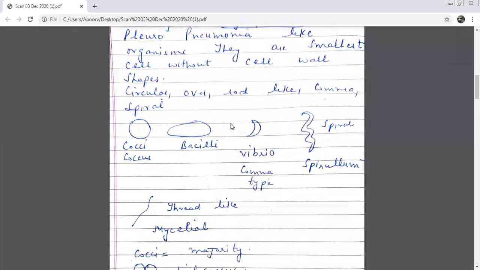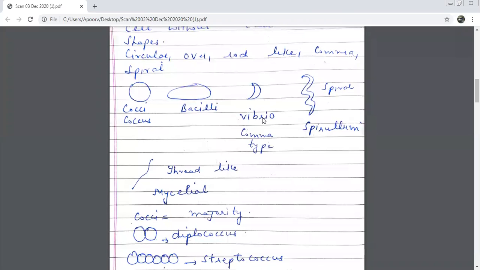This is single, so this is vibrio. If I attach one more comma-like bacteria over here, two vibrios together, what will you call them? Diplovibrio. And if I make a long chain of vibrio below this, what will you call them? Streptovibrio. Very good.